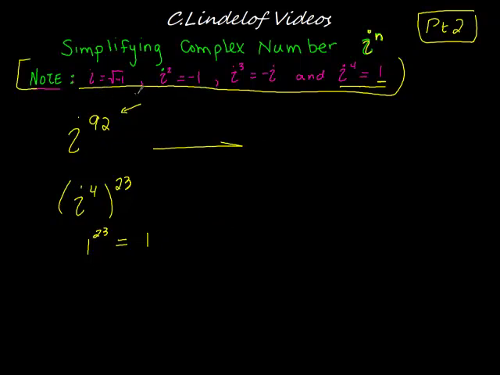Which of these 4 conditions does this one meet? And this one meets the condition of i to the fourth power, right? So i to the 92nd power is equivalent to i to the fourth power. So let's just do one more quick example and we'll move on.